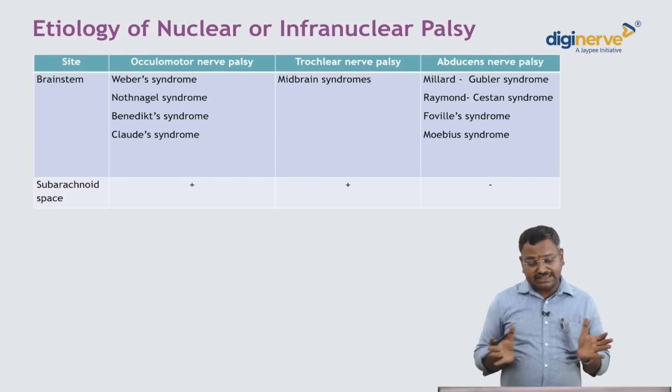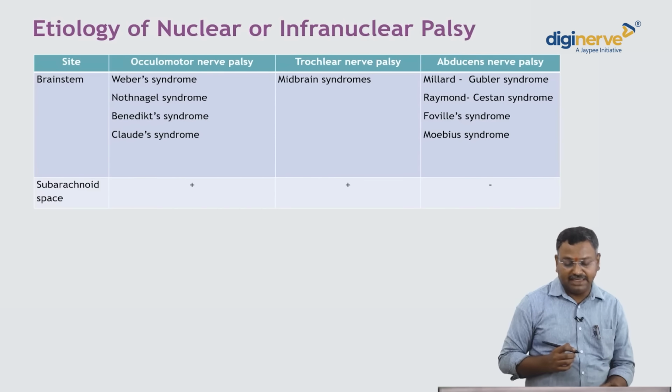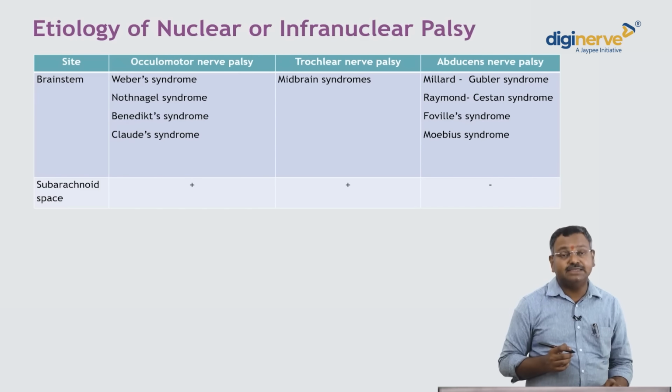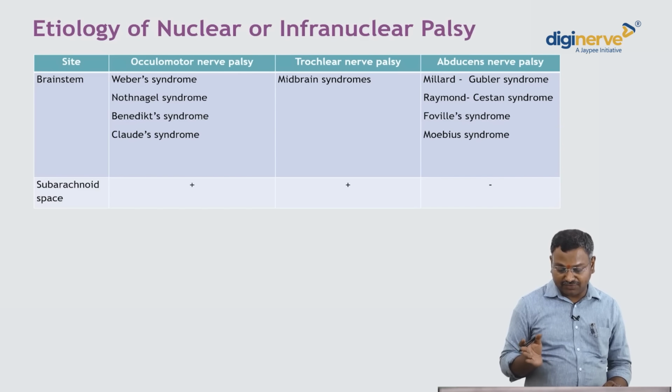Now coming on to the various syndromes where you have oculomotor nerve involvement in the brainstem, especially the midbrain, you could get involvement like Weber's, Nothnagel's, Benedikt's and Claude's. Abducens can classically get involved in Raymond-Cestan, Foville's and Mobius.